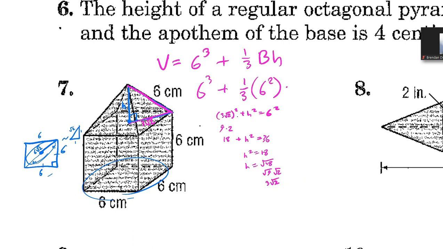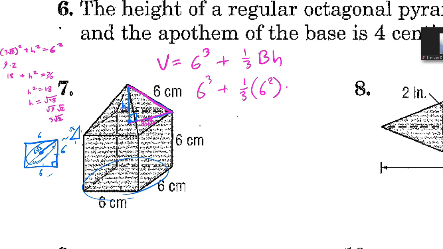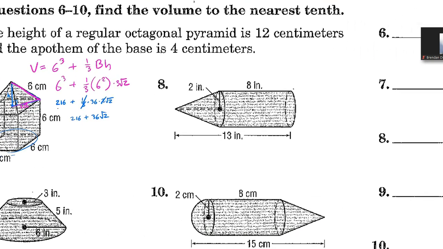So going back up to our formula here. Oh, I shouldn't have done that right below where I was working. Let's just move it up to here. Okay, so anyways, over here, the height that we got was 3√2. Whoa, I was writing in eraser. Changing colors because that just hurts the eyes. We got 216 plus 1/3 of 36 times 3√2. Well, the 3 and the 1/3 cancel, so we get 216 plus 36√2. And that's all in centimeters.